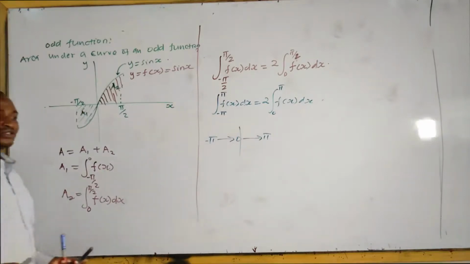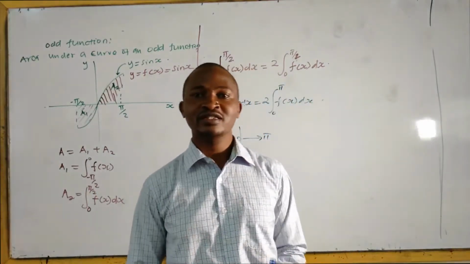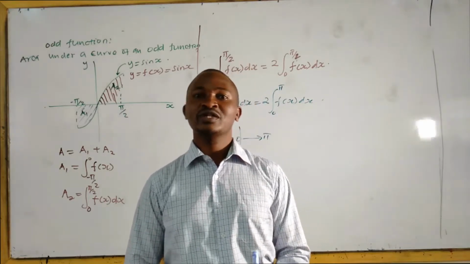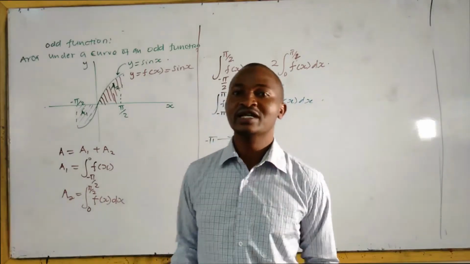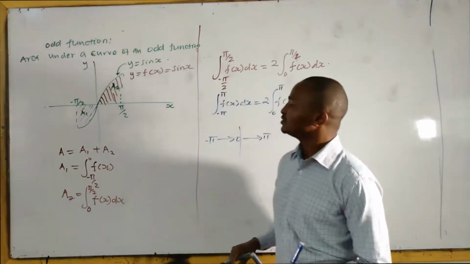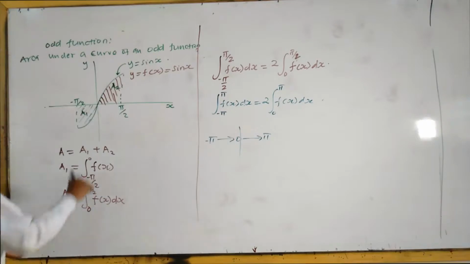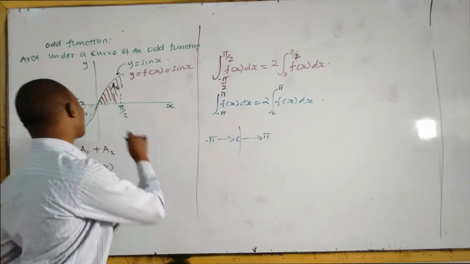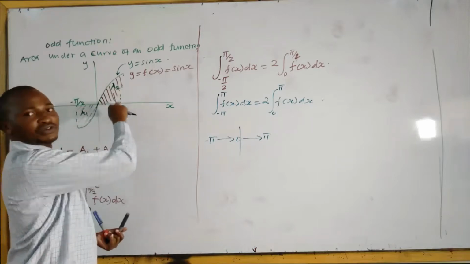But there is one thing you already did in calculus. By the time you are doing Fourier series, you should have done calculus at some point in your course, whether you are doing electrical engineering, mechanical engineering, or any other course. When you were doing calculus, you must have been told that the area below the x-axis is negative. This area is negative, but this area is positive.